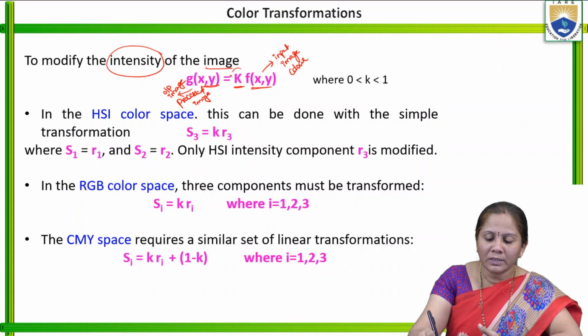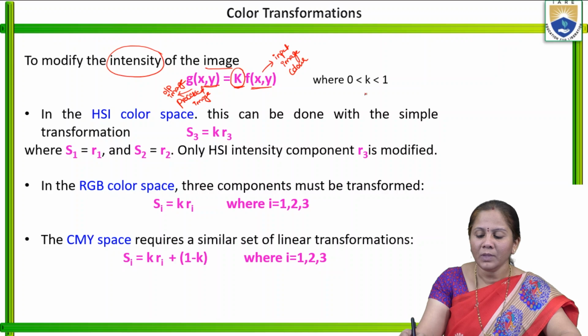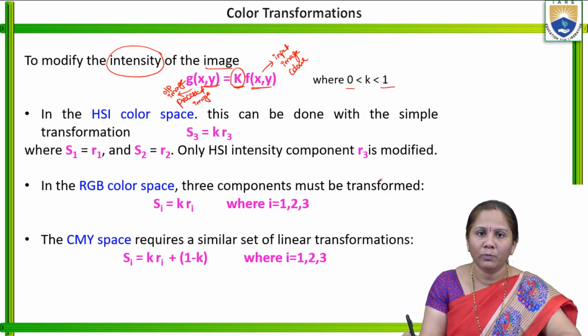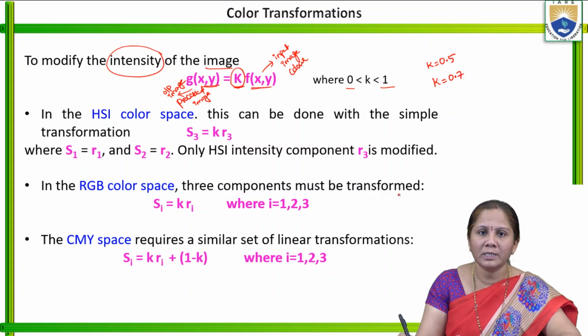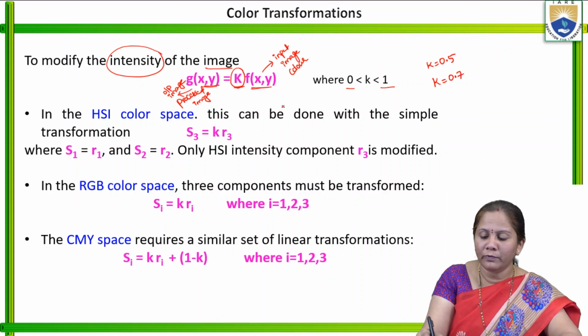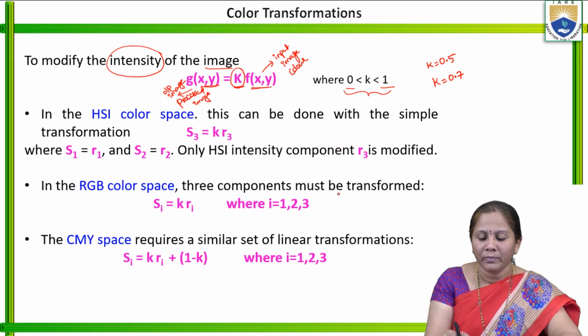Then what is the value of k that should be selected? The value of k should lie between 0 and 1. For example, we can select the value of k as 0.5, or we can select the value of k as 0.7. So the value of k that we are selecting should be between 0 and 1.